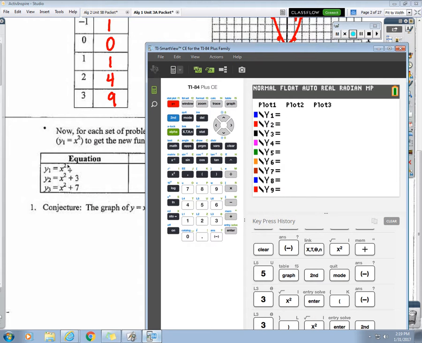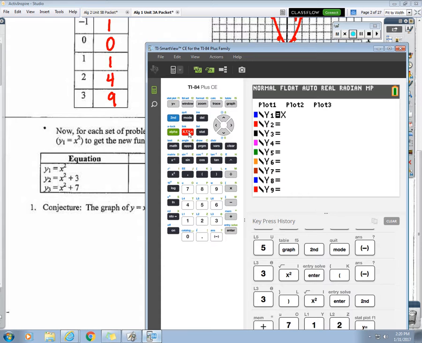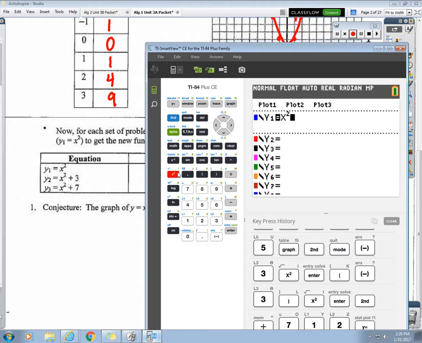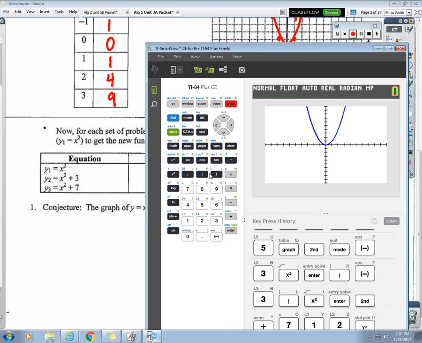The first one we're going to type in is just the parent function, x squared. So let's talk about how to type in x squared. See right here, this button that says x, t, theta. It's like a fancy O. Hit it, and it'll pop up an x. To square that x, go over here to the left column, go down, see that button that says x squared? Hit it once, and it'll square it. Now when you hit graph, doesn't that graph look like the one we just did ourselves?